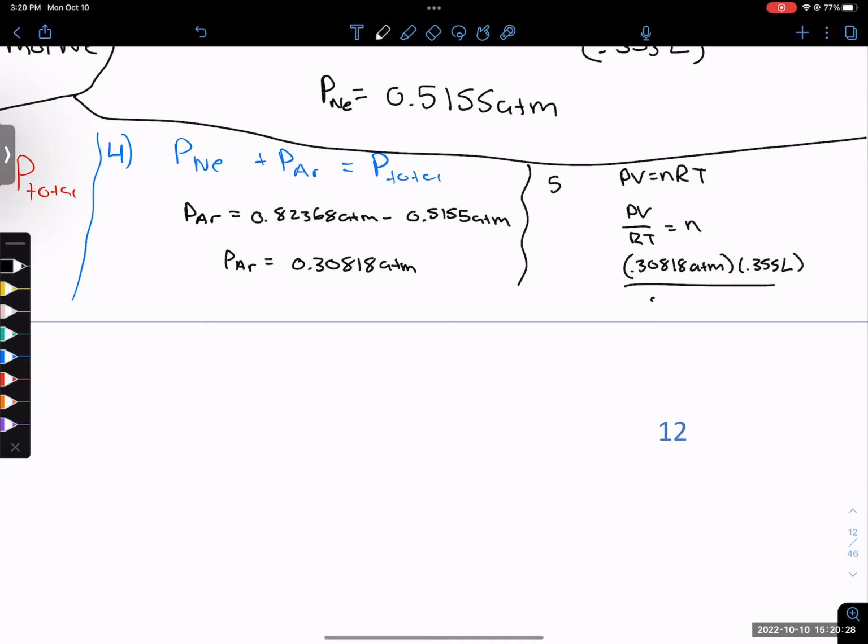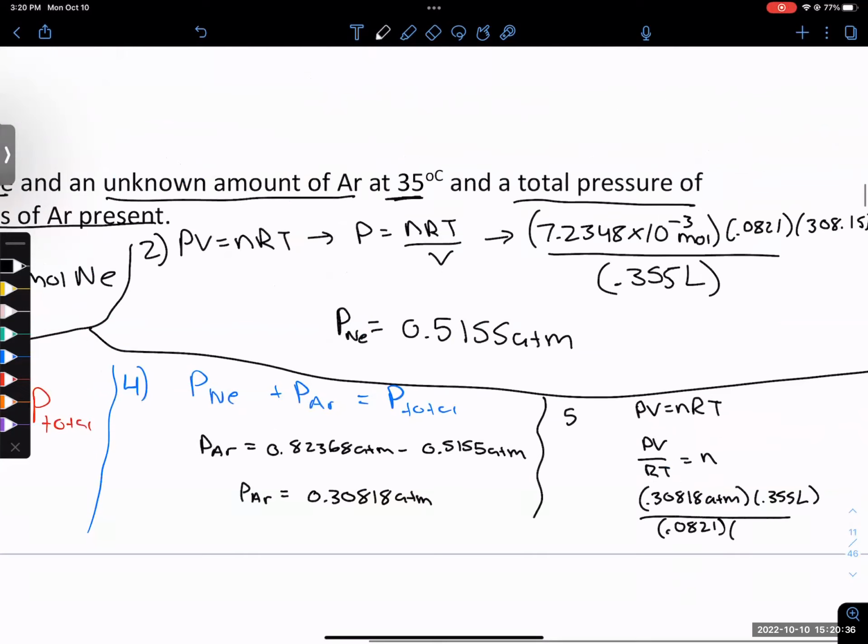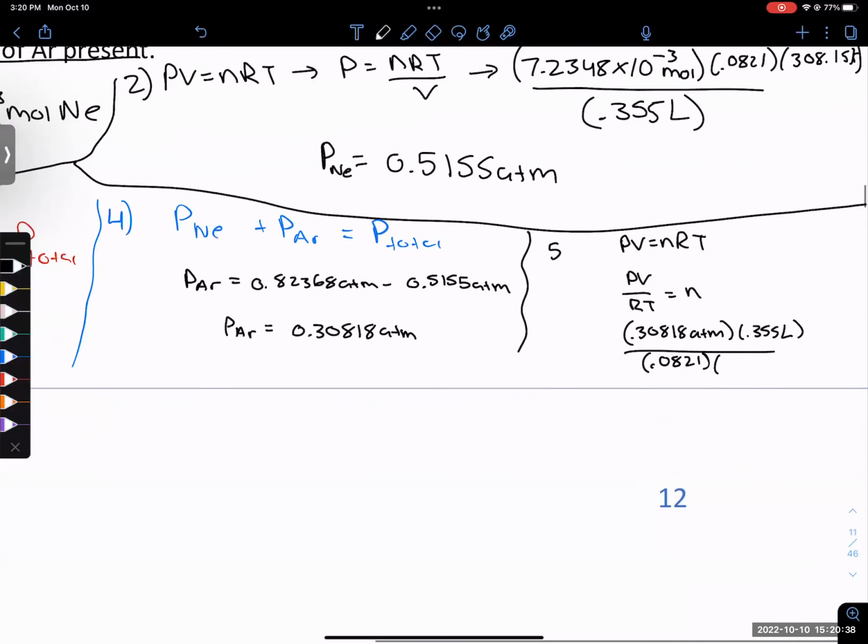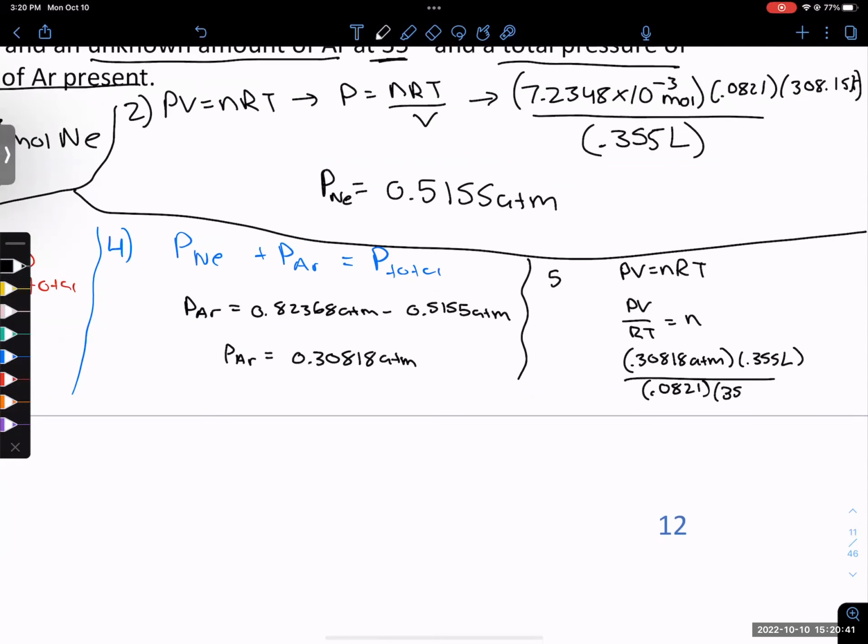And then the 0.0821 is our constant. And the temperature remains the same, 35 degrees Celsius, so we need to add 273, so 35 plus 273. If you're putting this into the calculator, you need to make sure you use parentheses, or else you're going to get a really bad number. And I get, what did y'all get?